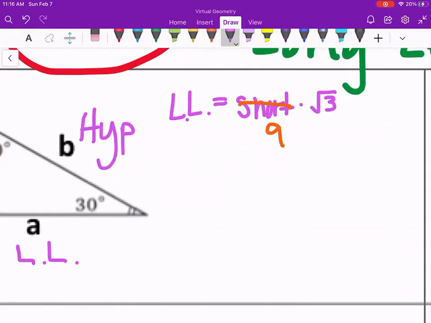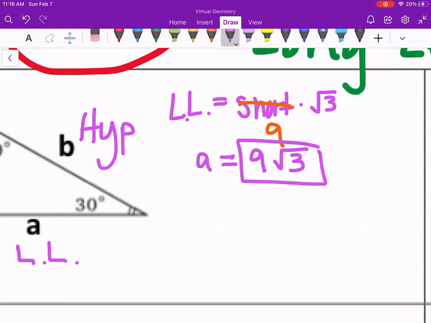So then my long leg A is 9 times square root 3. And I don't have to put the multiplication dot there. But that's all I need to do. I'm not taking this to a decimal. It is staying 9 square root 3. We leave it in a simplified radical. Now let's get B, which is the hypotenuse.